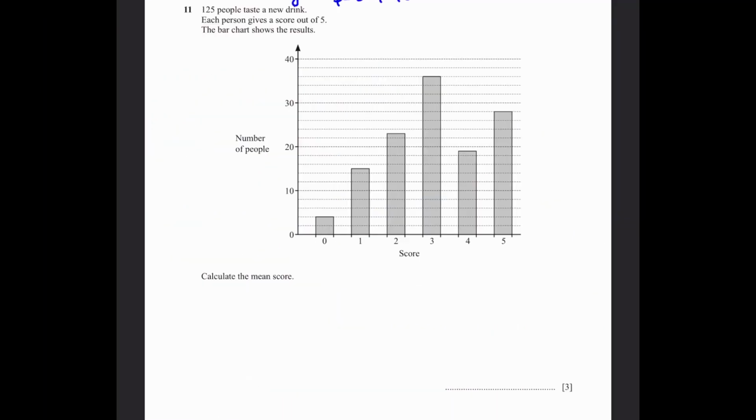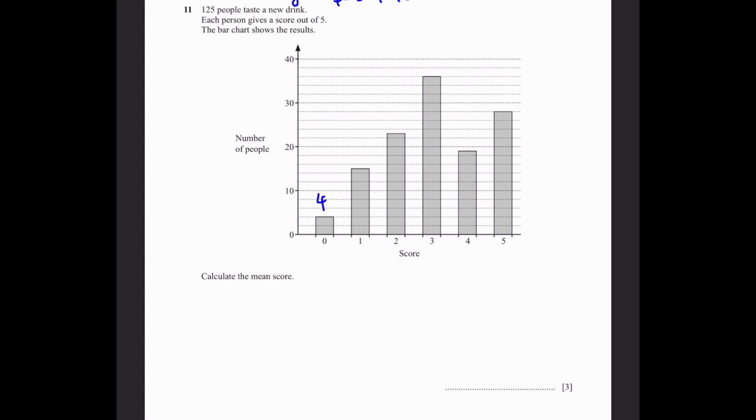125 people taste a new drink. Each person gives a score out of 5. The bar chart shows the results. Calculate the mean score. Alright, so first let's find out how many people got 0 as their rating. Each step is equal to 2 people. Because there are 5 divisions and 10 people in them. So 5 steps for 10 people, 1 step is 2 people, and 2 steps for 0 is equal to 4 people.